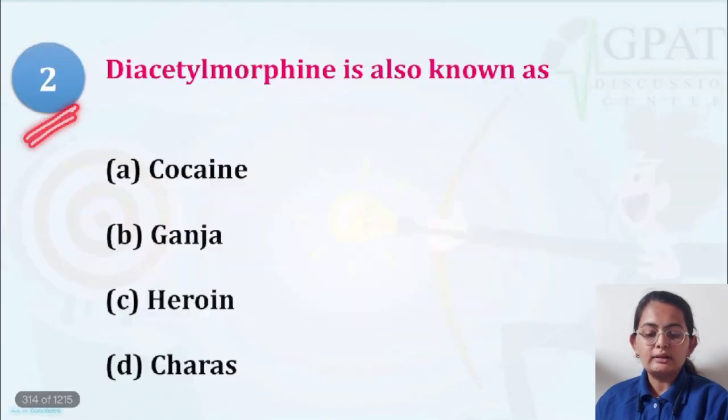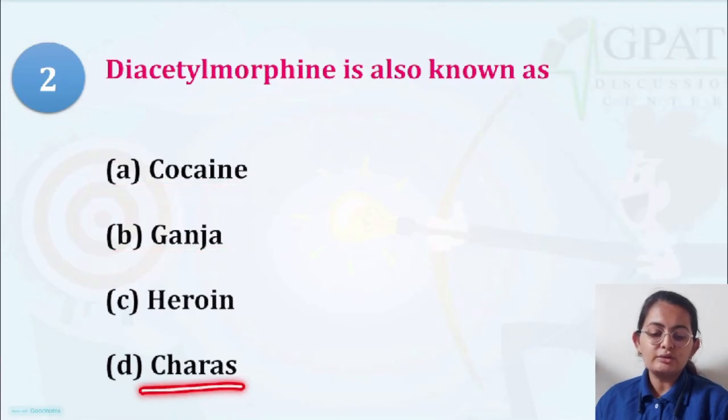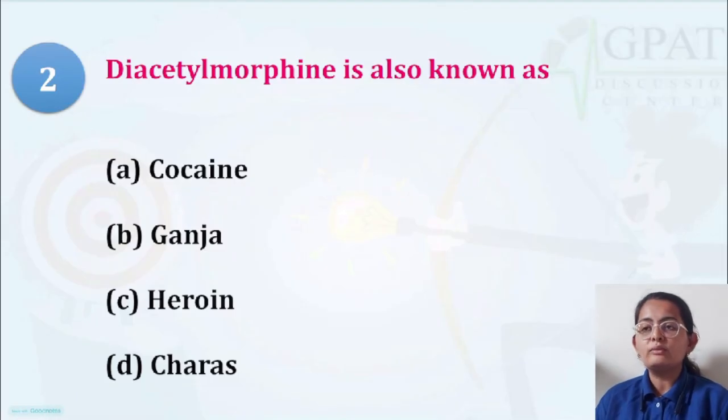Second question is talking about diacetylmorphine, which is also known as what? Cocaine, ganja, heroin or charas. So you must be knowing that DAM, that means diacetylmorphine, we also know as heroin. It is also known as heroin.